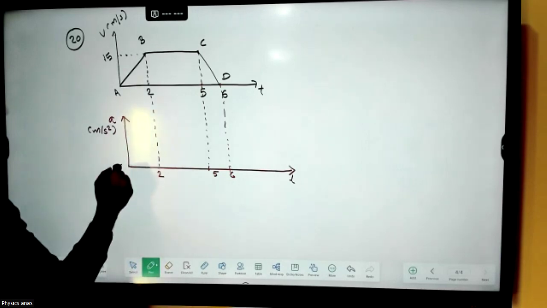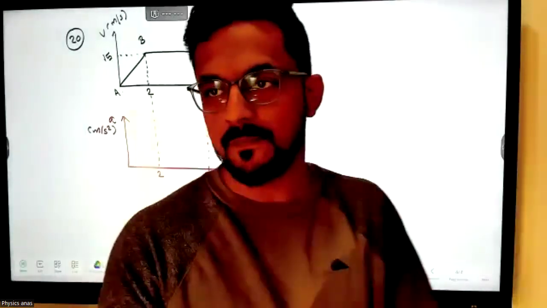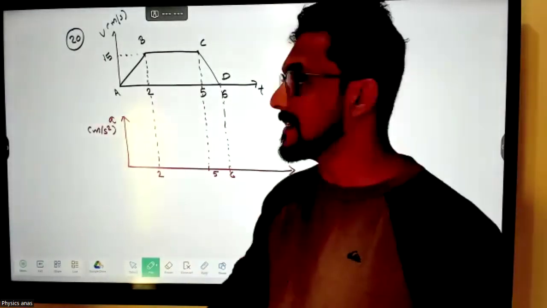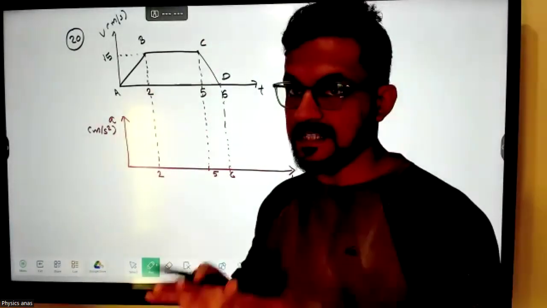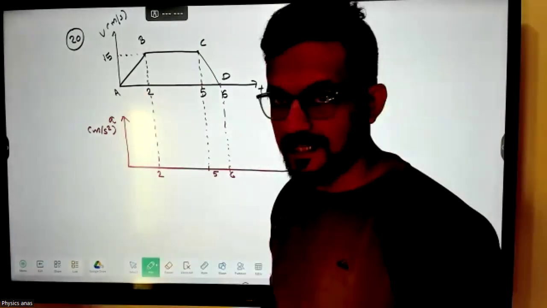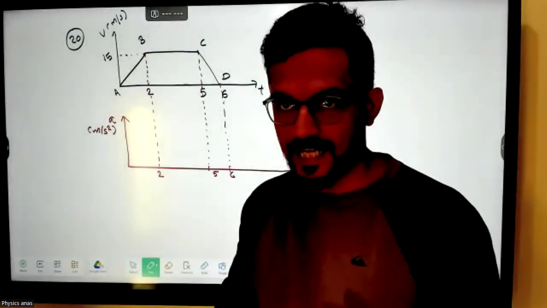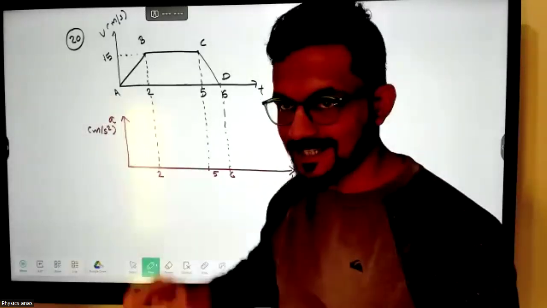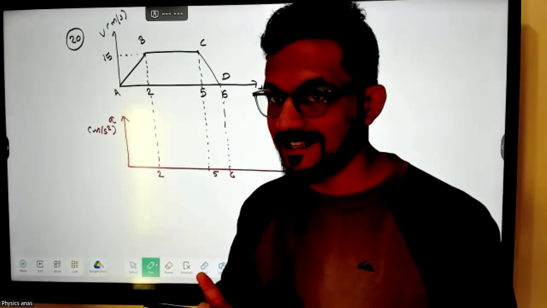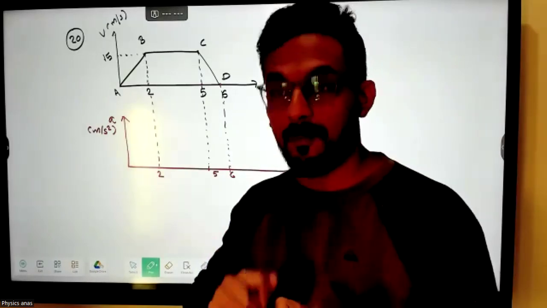And just look at the graph. What is happening from A to B? From A to B, velocity is increasing in a straight line. The slope will give you acceleration. The slope of the graph is not changing because it's a straight line. So the slope is not changing. That means the acceleration is not increasing, because the slope is a constant.